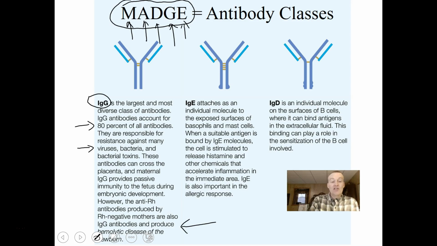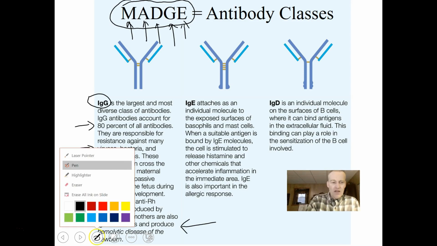So IgG antibodies are anti-Rh antibodies. These IgG antibodies also give passive immunity to the fetus during embryonic development, because they are the ones that cross the placenta.